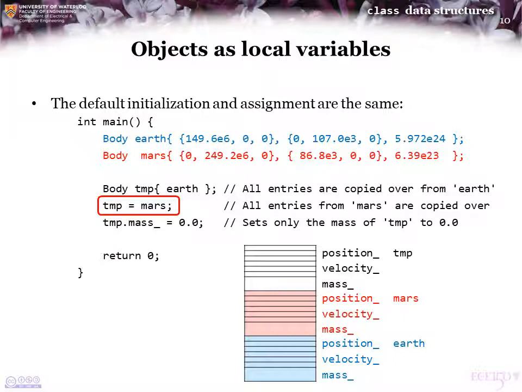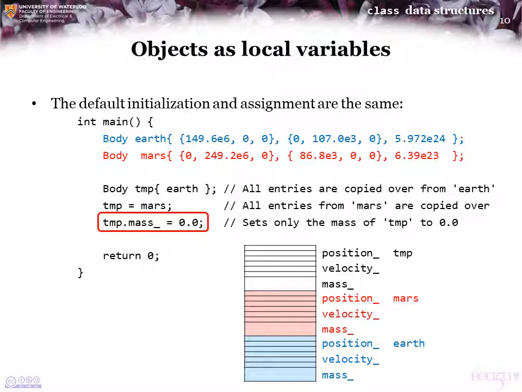If temp is assigned the value of Mars, this is more or less the same as before. Temp has 7 doubles as 3 member variables, and all of the data in Mars will be copied over to temp. So now temp is a copy of the local variable Mars. But again, it is a distinct copy. It is not Mars. It is simply being assigned all of the values stored in Mars.